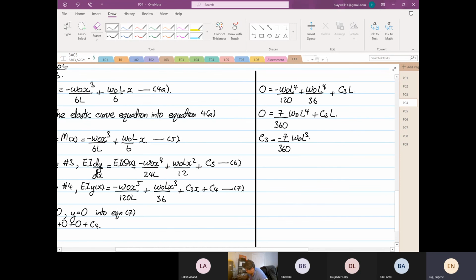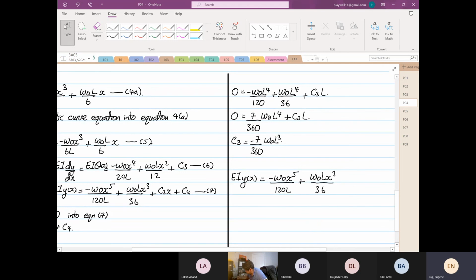Okay. So from here, EI y as a function of x is equal to minus omega naught x^5 over 120L plus omega naught L x cubed over 36, and then minus 7 over 360 omega naught L cubed multiplied by x. Okay, so this is the equation of your deflection, right?